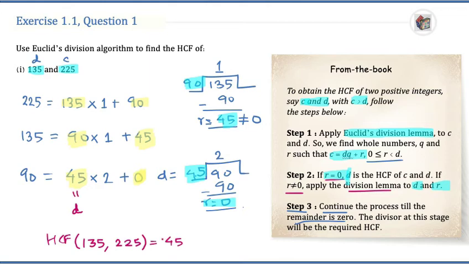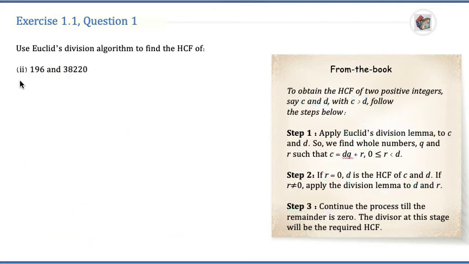Now this part took a while because we were doing this method for the first time. But watch this again and again to understand this solution in complete detail. So then when we go to parts 2 and 3, it will be much smoother. I'll just keep applying the lemma till I get my remainder equal to 0. Let's go and look at part 2. Okay, here's part 2. The numbers are 196 and 38,220.